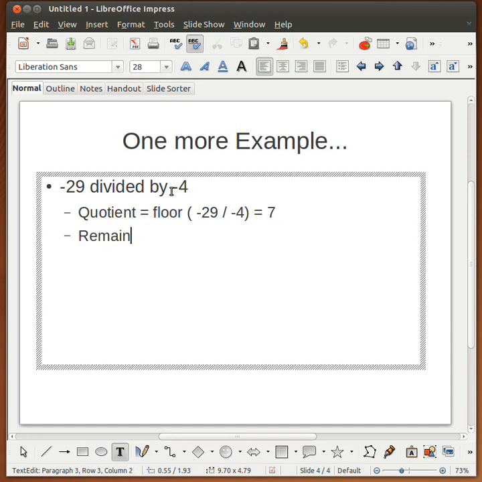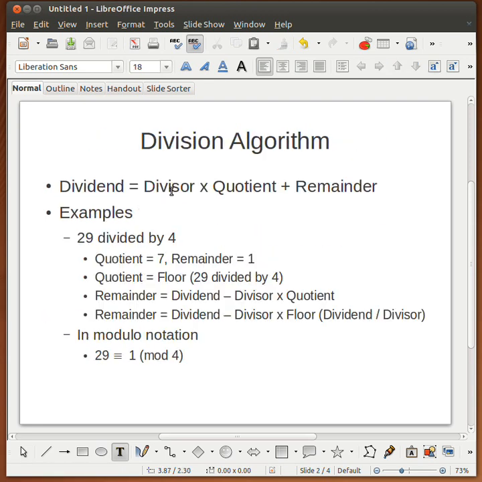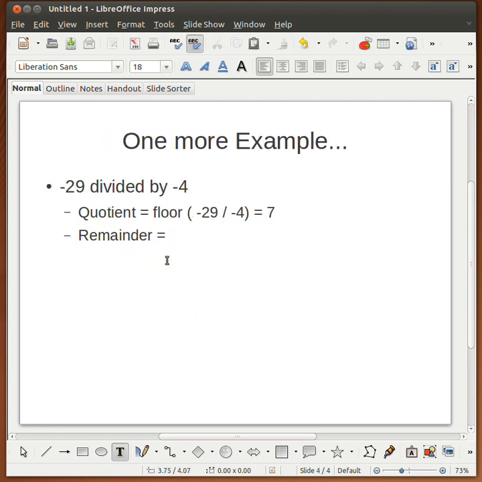Remainder. Okay, before that, if you compare this one with the first example, look at the quotient over here. So when both dividend and divisor are positive or negative, the quotient is still the same. It's +7, which makes a lot of sense.